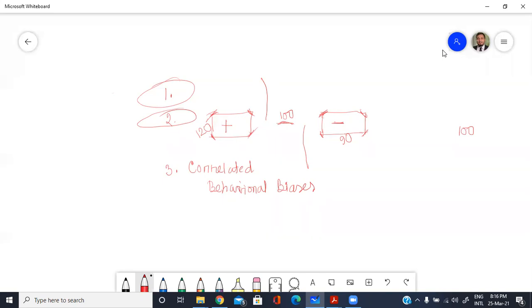A group of investors are doing this together. What kind of behavioral biases do they tend to exhibit right now? What kind of bias comes to your mind?